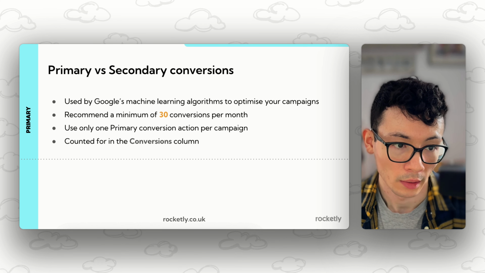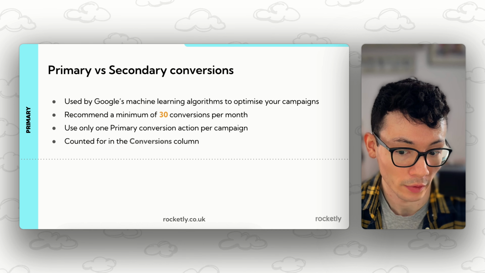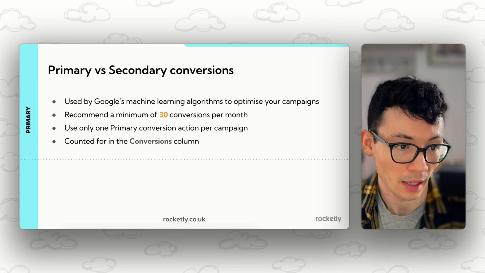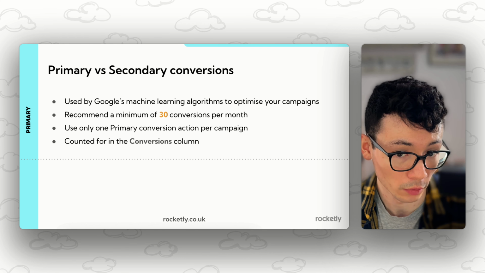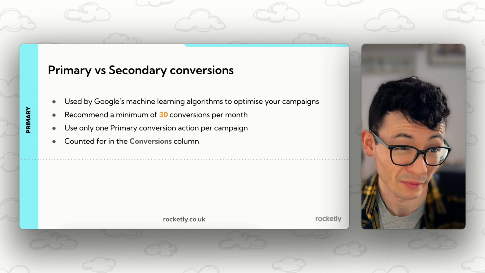Now, obviously, this isn't something all businesses can do. Some really small or niche businesses might just have really low volumes, and in that case it's unavoidable. But as a general rule of thumb, try to keep it around 30 conversions per month minimum.